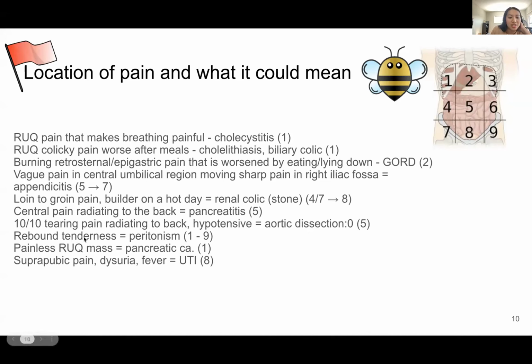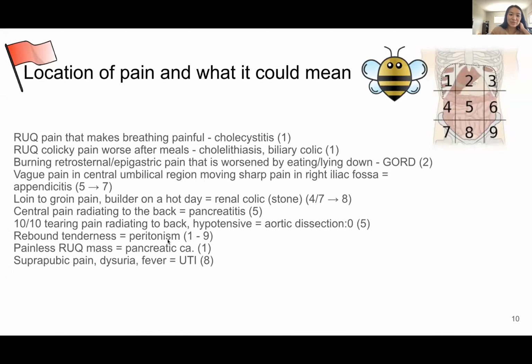And then rebound tenderness, this I saw in real life for the first time. I thought it was a joke, like how come people would feel pain when you lift off? That's so weird. But I did it the day before on an appendicitis patient. I pressed down and then I lifted it up. You always have to ask, does it hurt after I lift or does it hurt when I press? Rebound tenderness is when it hurts more when you lift it.